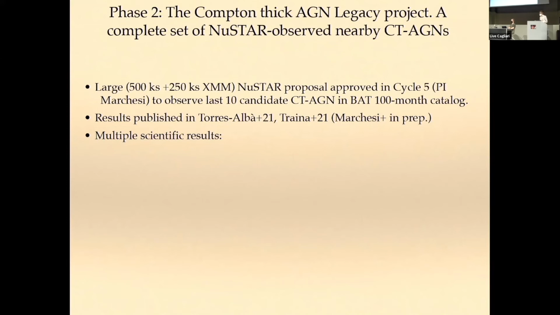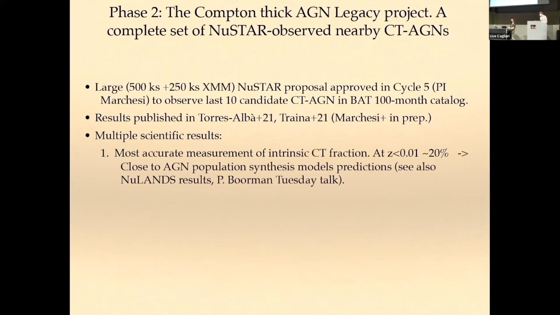Both in 2021. And we obtained a lot of different results because we used this data in combination with the previous one to get a complete statistical census of this population of heavily obscured AGN. So we got the most accurate measurement of the intrinsic Compton-thick fraction in the local universe. In particular, at redshift below 0.01, 20% of our sources are Compton-thick. And this is an important result because it's in very close agreement for the first time with the AGN population synthesis model predictions. We saw something similar in Peter Boorman's talk yesterday on the NuLANDS survey.